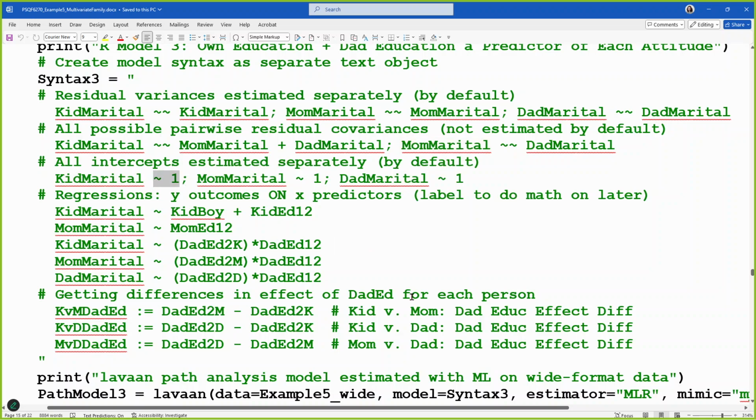Squiggle 1 is how you tell it you want an intercept, like a column of ones. And then squiggle anything else is a slope. So y is on the left-hand side, x is on the right-hand side. That's how I did it in Stata, and that's how it works in Mplus as well. Y is on the left-hand side of the squiggle, and x is on the right-hand side. We can't have equal signs because equal signs are used elsewhere, so they had to come up with some other thing.